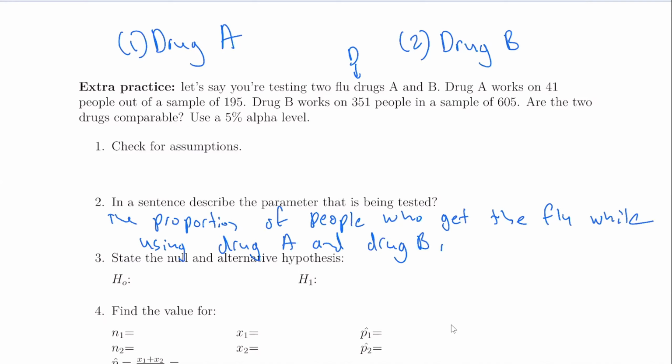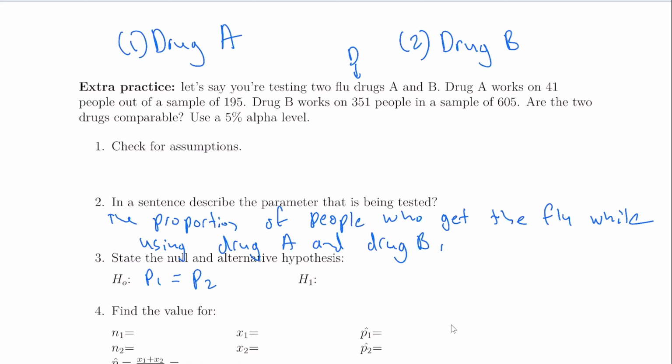All right. So for this one, that way I won't forget, let's do the null and the alternate hypothesis. The null hypothesis should be that both of them are equally as effective as the other one. So there's no difference between drug A and drug B. The percentage of time that drug A worked is the same percentage of time that drug B worked.